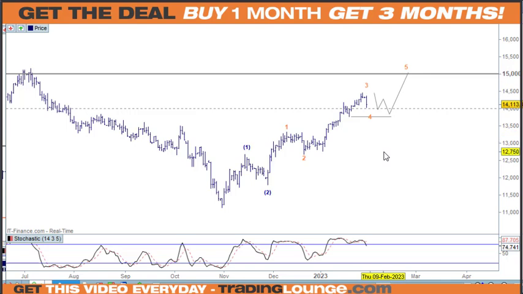Even if that was the case, that's an impulse wave of 5 waves, and then we'll have an ABC back, and then we'll go up again. Or you could look at it as 1 and 2 and 1 and 2 and a third wave here. That works as well. We'll see how the fourth wave plays out and so on.